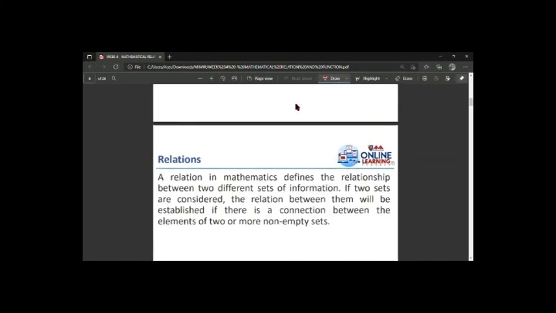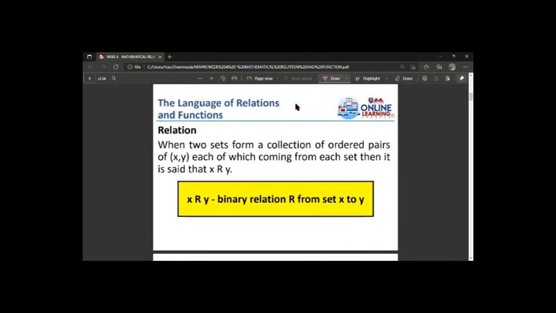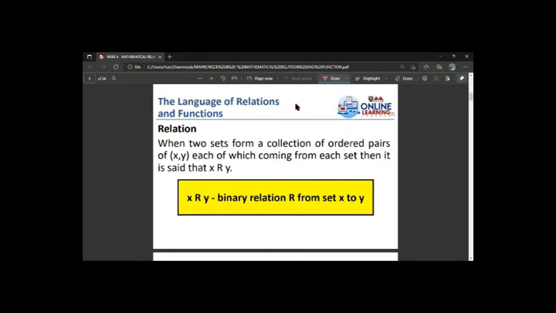But first, let us define relation. Sabi dito, relation is when two sets form a collection of ordered pairs of x, y, each of which coming from each set, then it is said that x or y is read as a binary relation R from set X to Y. So pag sinabi natin relation, guys, may dalawang set daw.